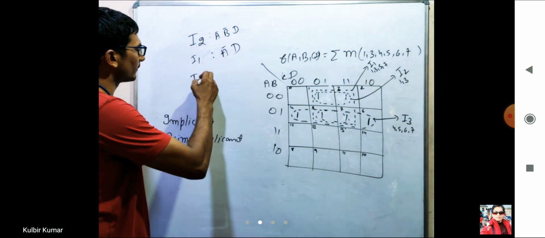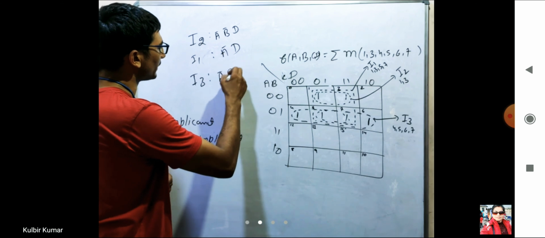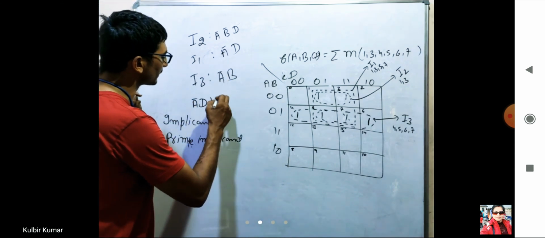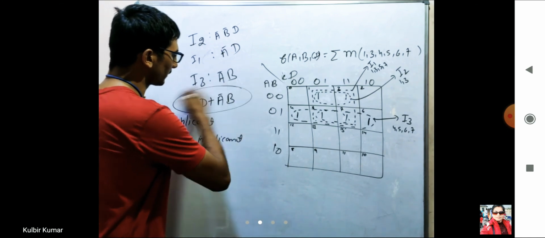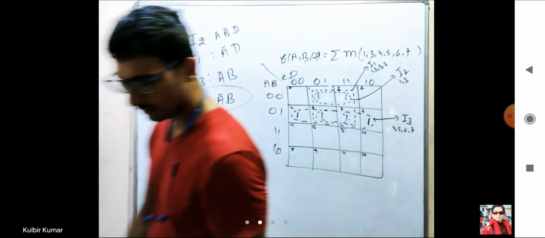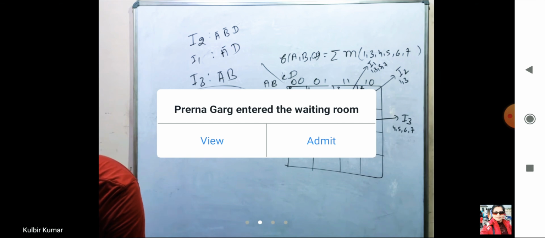And what is the equation for implicant I3? What is in I3? What is common? A complement B. So if you want the simplified function, you can write it as A complement D plus A complement B. That's it. Okay, so Sakshi gave AD plus A complement B. No, it should be A complement D plus A complement B. Got it?